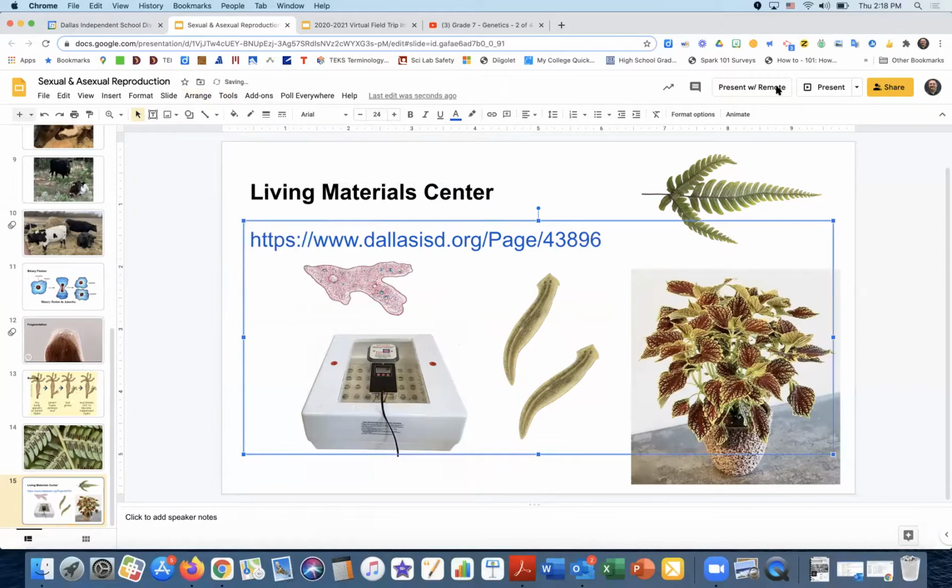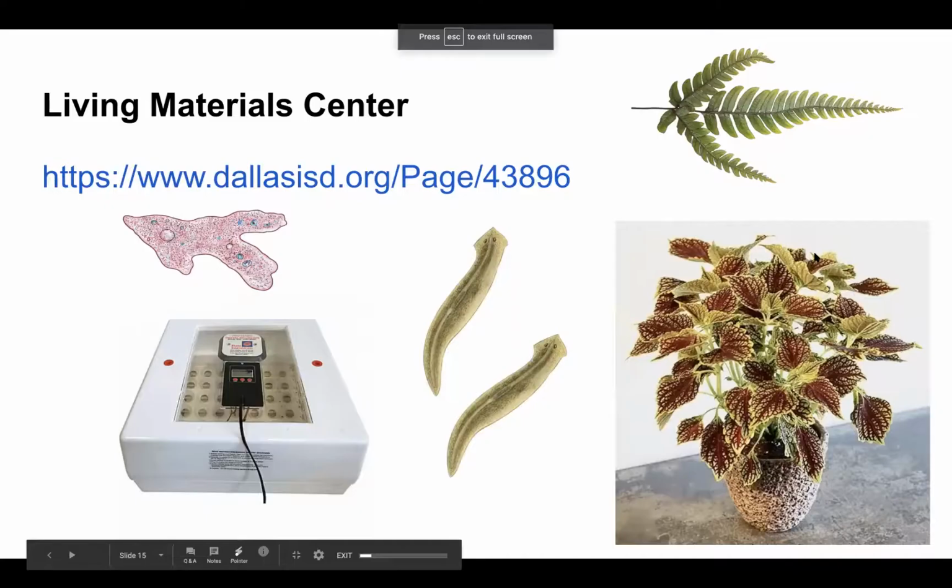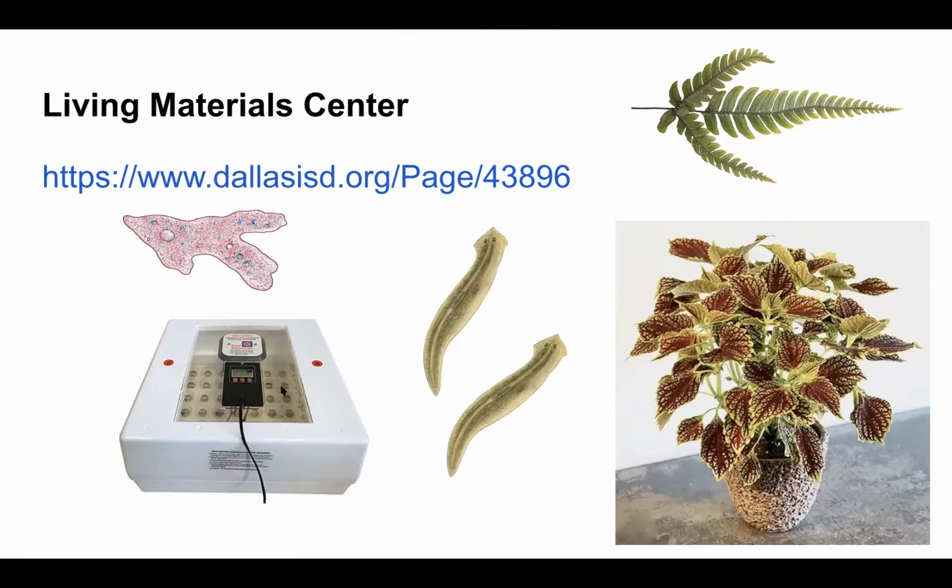There we go. And you can order from our Living Materials Center protozoans like that amoeba that can reproduce asexually. You can order fertile chicken eggs to incubate to see the life cycle of a chicken. You can order planaria, ferns. I'm going to show you a plant in just a minute called coleus. You can order these as well, all for free from our Living Materials Center, so you can study sexual and asexual reproduction right in your classroom.